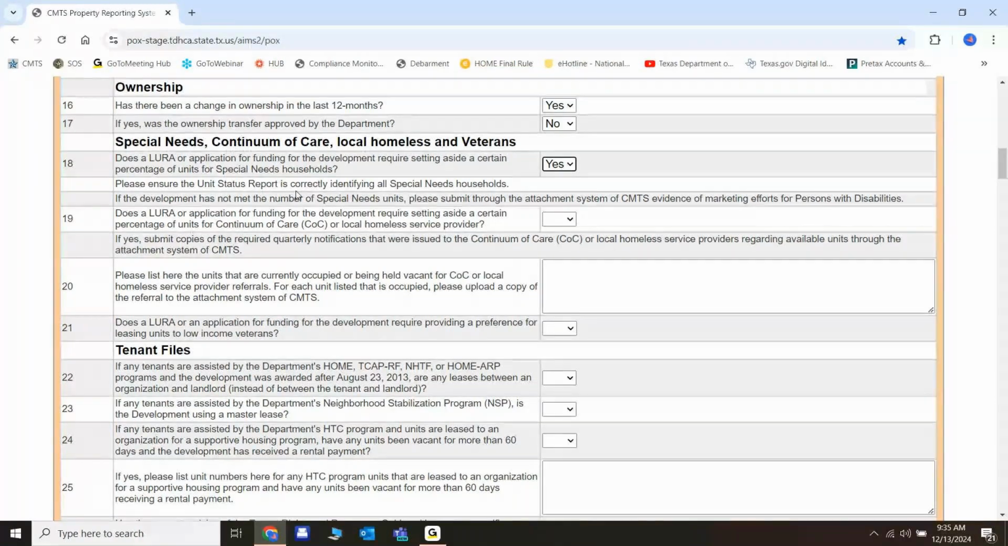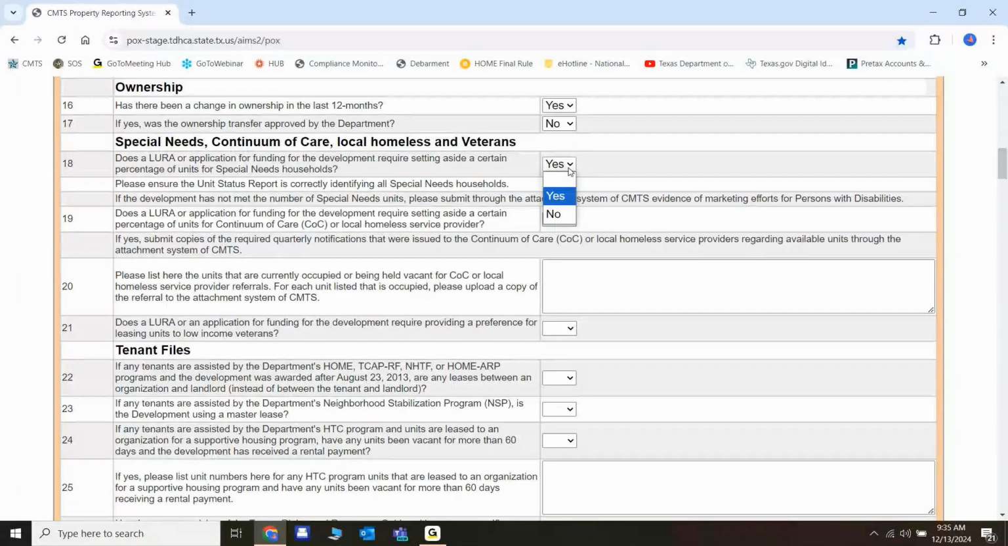When we pull files, we'll pull some of those and make sure, yep, they have it marked correctly on the unit status report. It is a special needs household. They're meeting this requirement. That's how we check for that. In those land use restriction agreements, though, it will tell you if it's no.